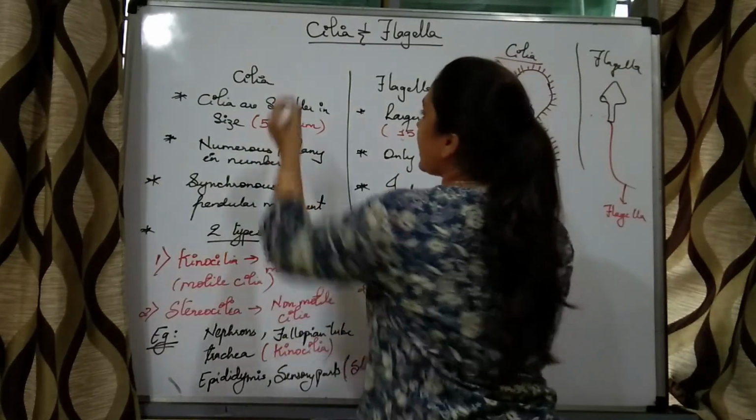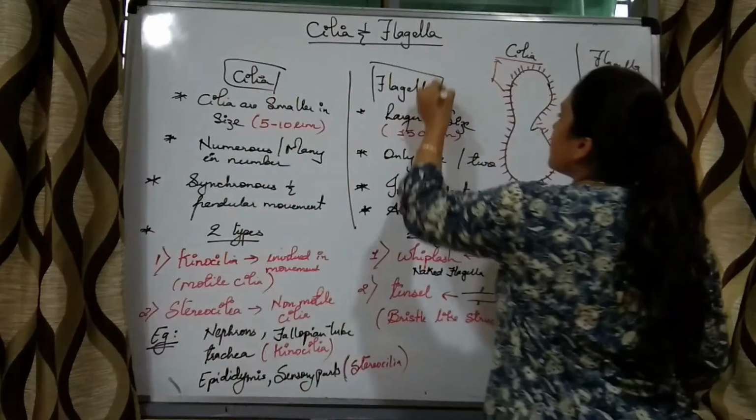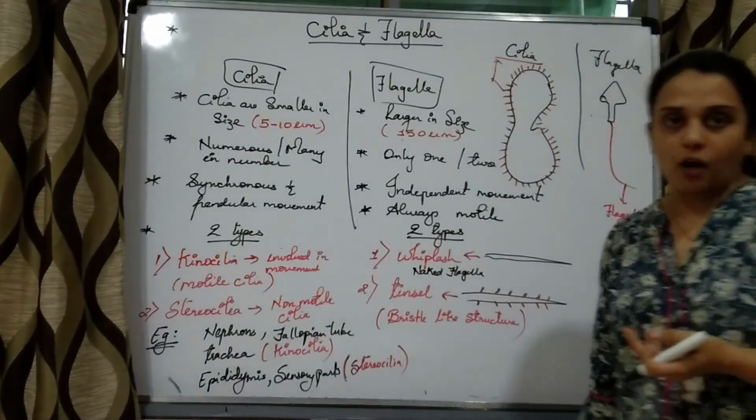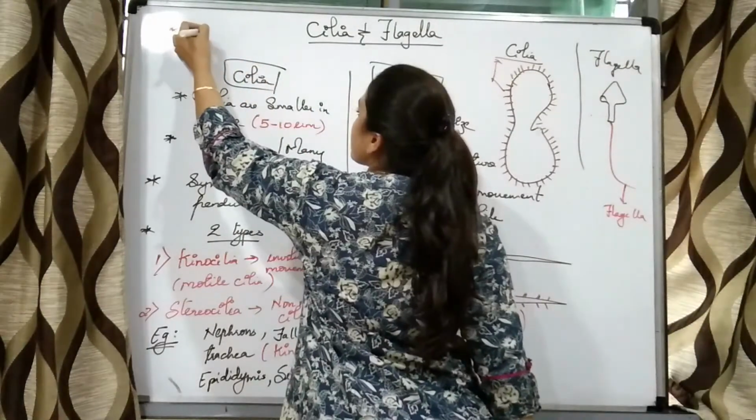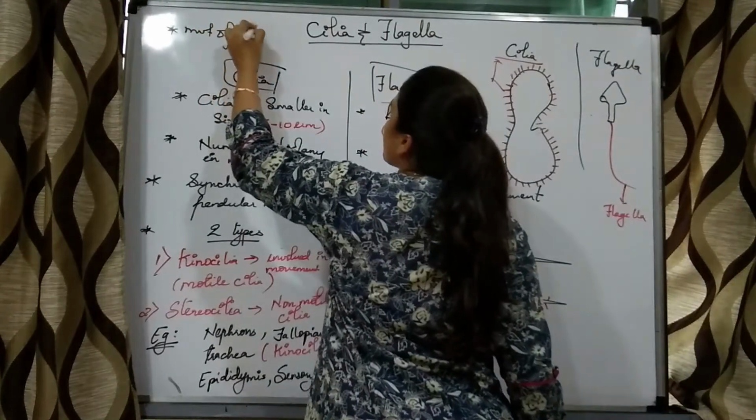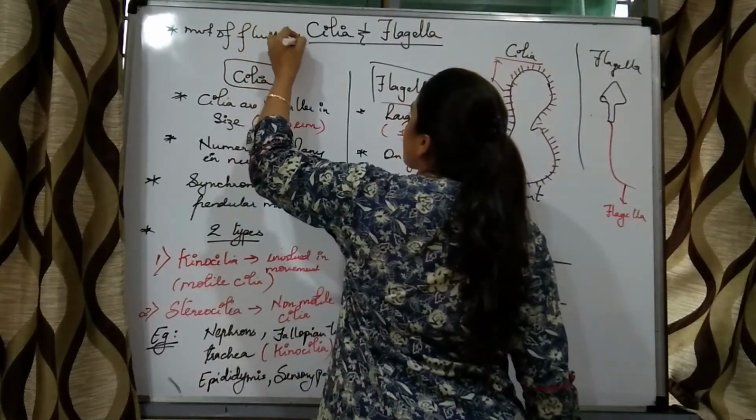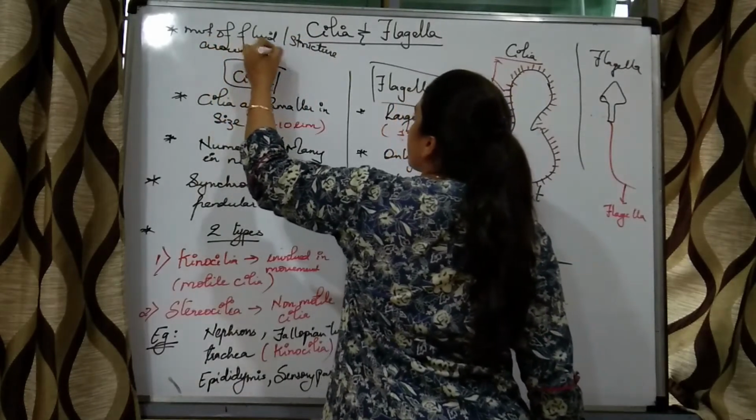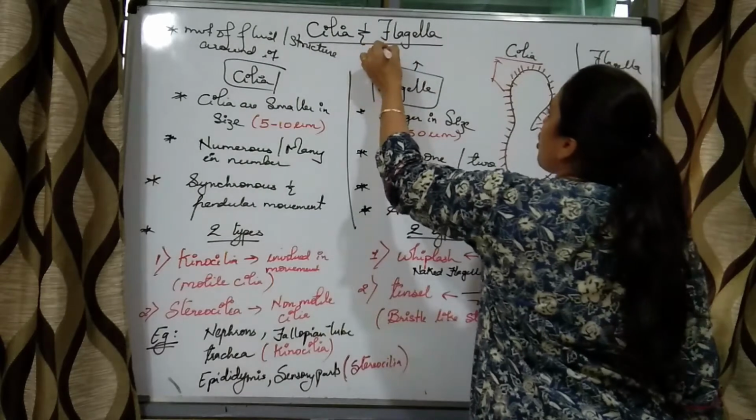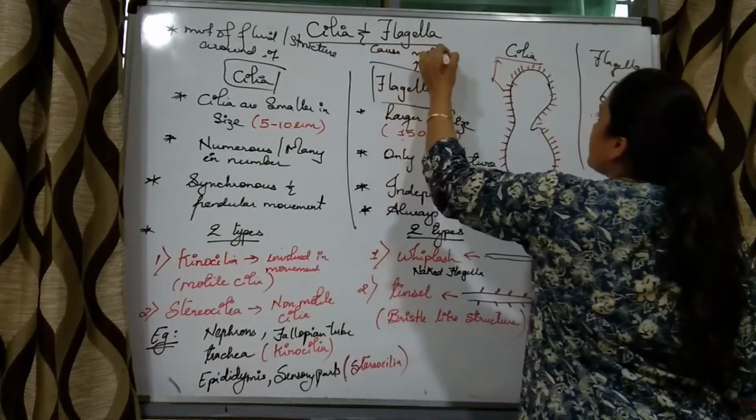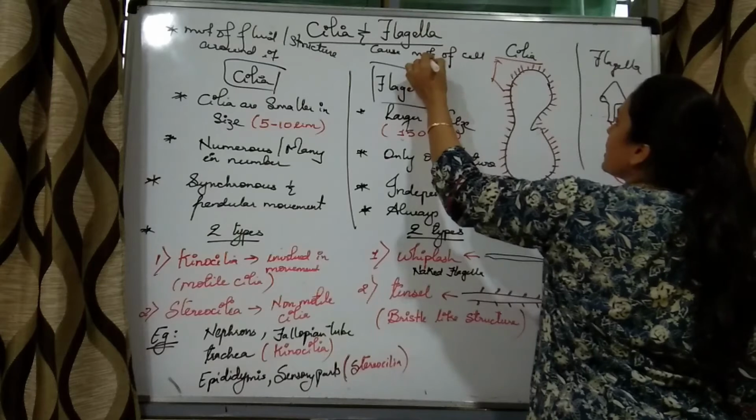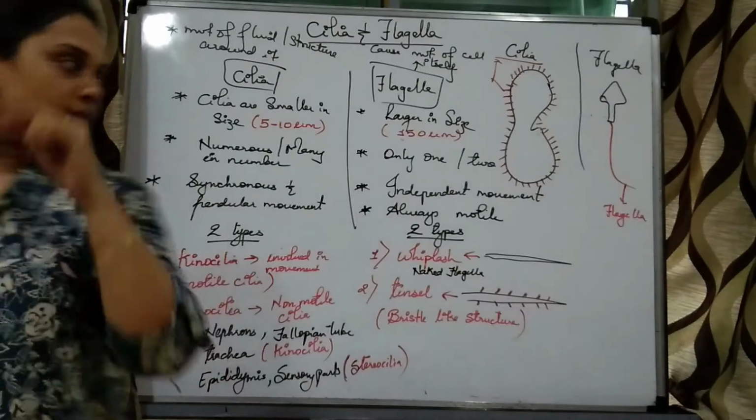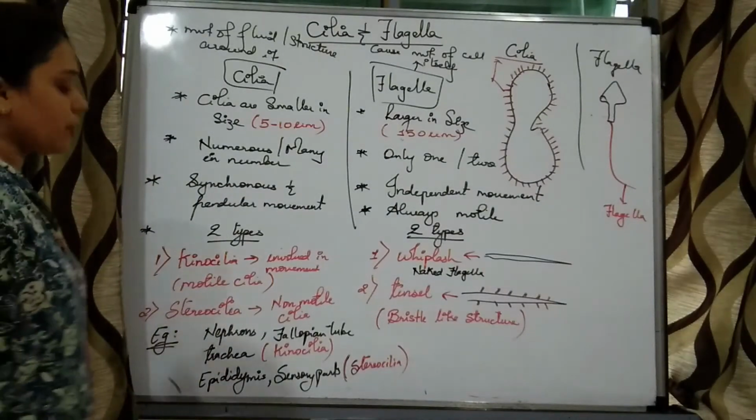So cilia will cause the movement of any fluid around them. They cause movement of fluid or structures around them, whereas flagella will cause the movement of the cell itself. We will study it right now. First, remember this much.